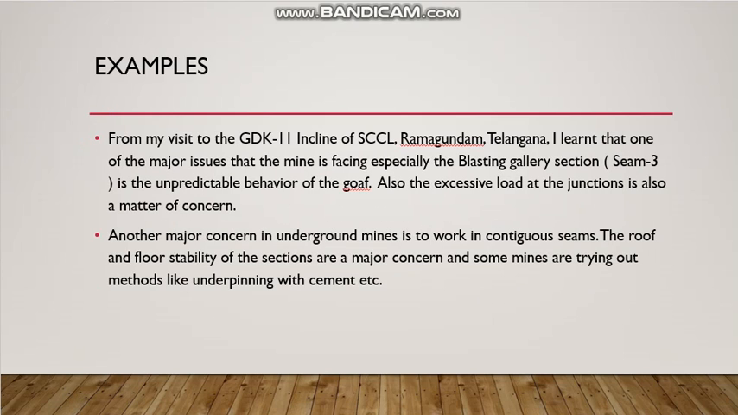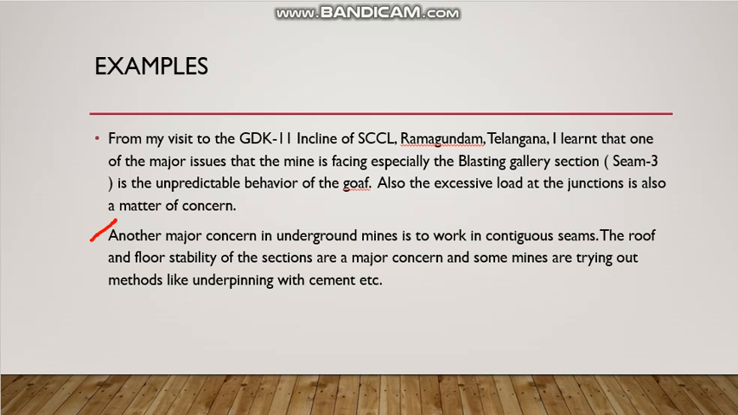Last year in summer, I visited GDK11 Incline, SCCL, which is in Ramagundam, Telangana. I observed there that the major problem they are facing during mining is in the blasting gallery, which is carried out in seam 3. The problem is the unpredictable failure of goaf, and they are also facing other problems like extensive load at the junction, which they are solving by different methods like using tails and load cells, etc.